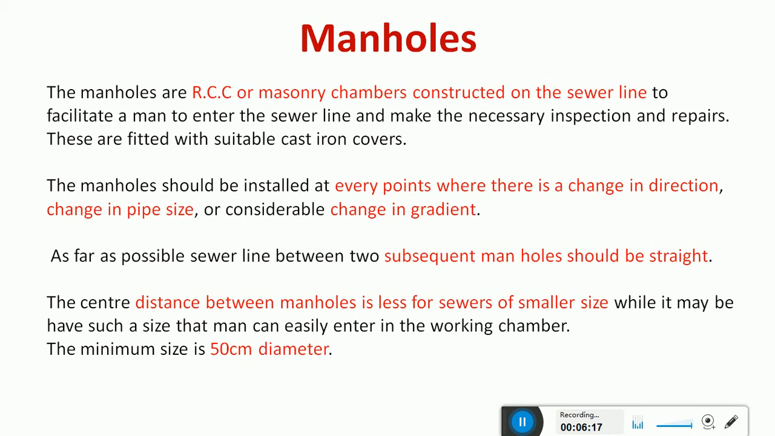As far as possible, the sewer lines between two subsequent manholes should be straight. The central distance between manholes is less for sewers of smaller size, while the manhole should have such a size that a man can easily enter the working chamber. The minimum size advisable is 50 centimeter, so that a person can easily enter into the manhole for repair and maintenance works.